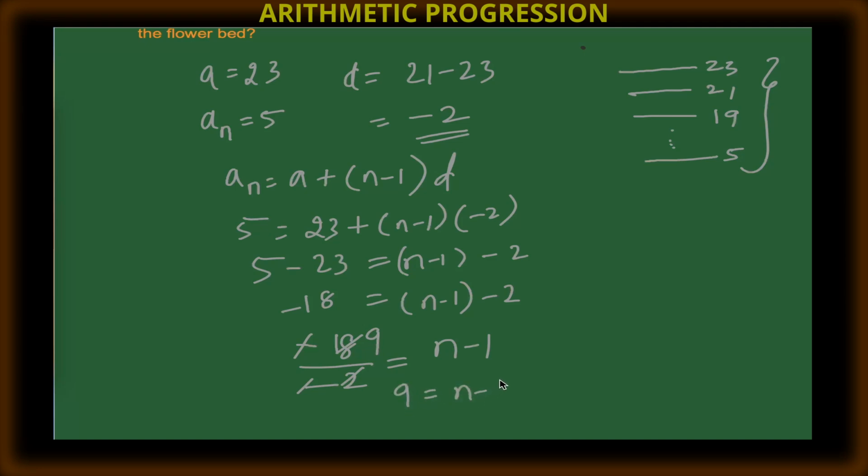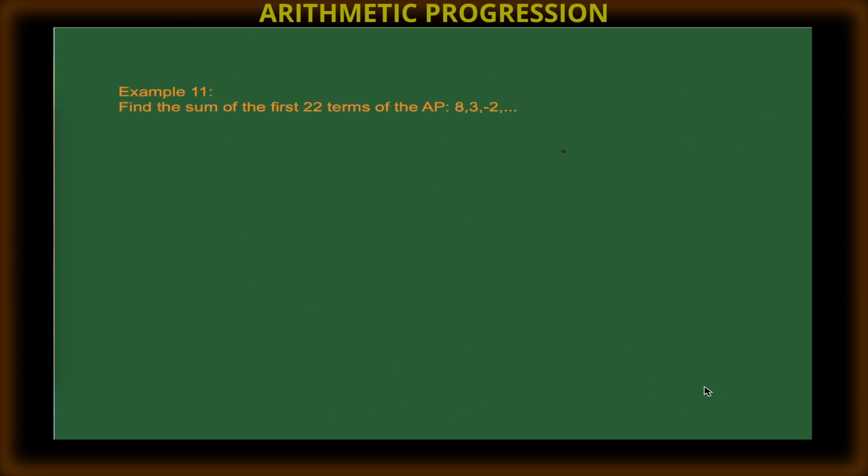So 9 is n minus 1. Let's bring this 1 towards this side, so n is equal to 10. So there are 10 such rows. So we found the value of n. Here we found 10. Hope this is clear, students. Let's move to the next question.